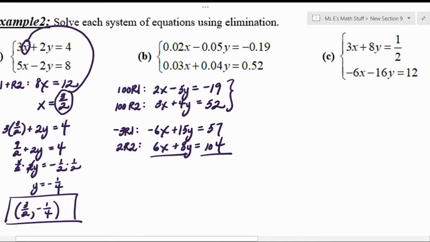Okay, now I'm going to add these together. So why did I do it that way? I was trying to set myself up to have opposites with the x terms to get them to cancel out. You also could have done y terms if that was easier for you. So I'm going to add these together, and I'd have 23y equals, what is that? 161, I think. Yes. There we go. Now I'm just going to divide both sides by 23.